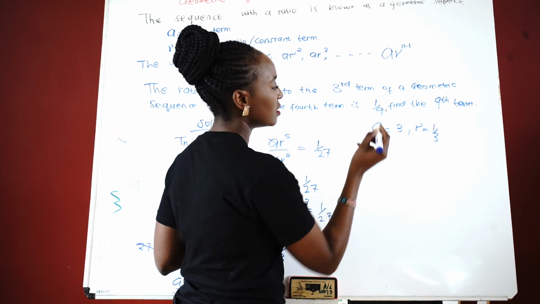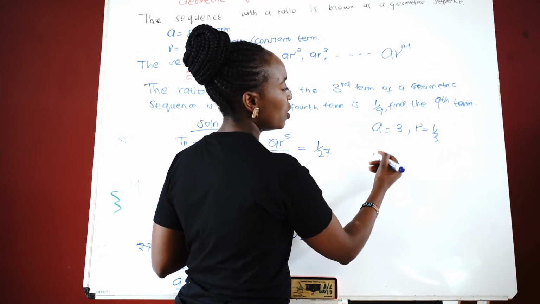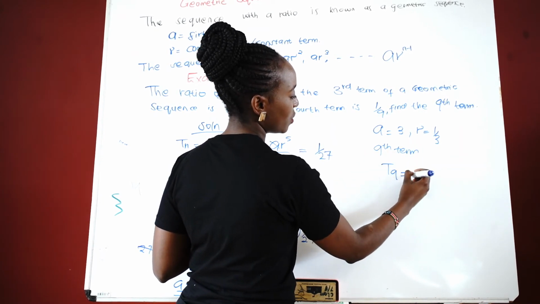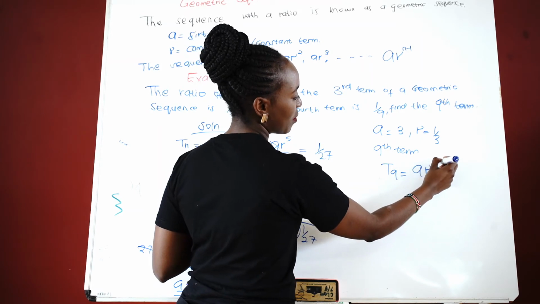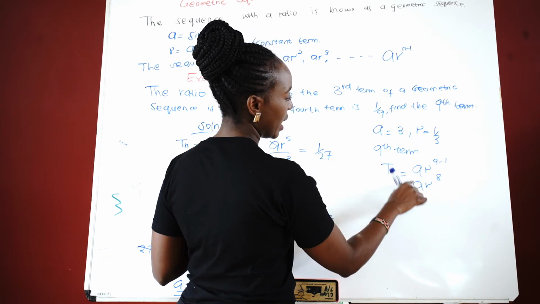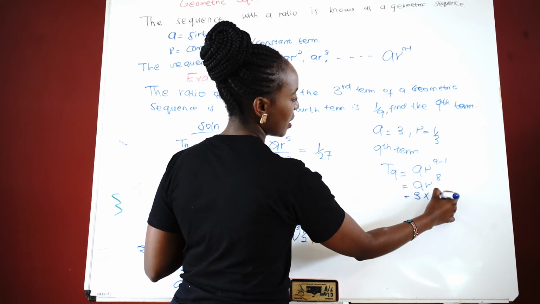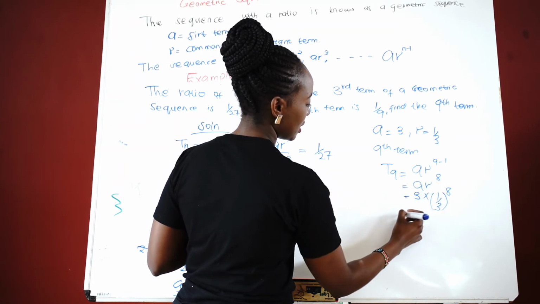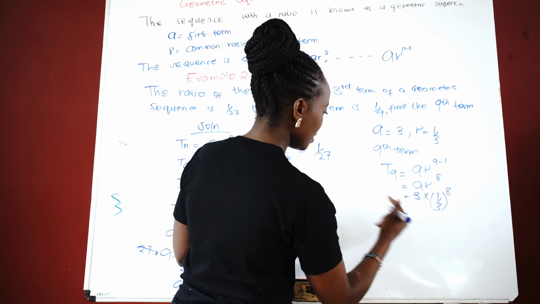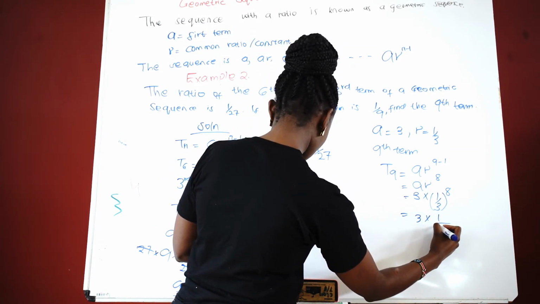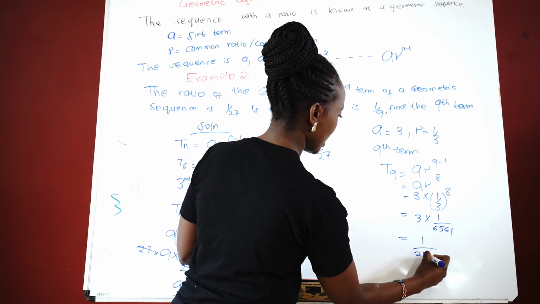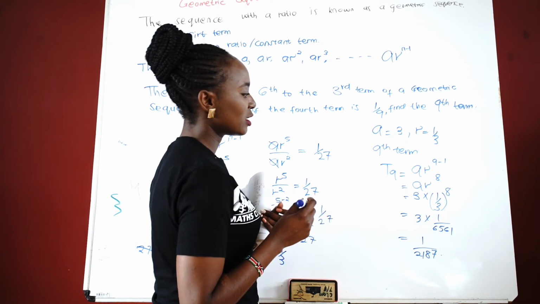Remember the question we've been asked is to find the ninth term. The formula is T9 is equal to AR^(9 minus 1). This becomes AR^8. And this automatically becomes, our A is 3, we have it. Our R is a third raised to power 8. And once you calculate this, you'll get 3 times 1 over 6561, and this gives you 1 over 2187. Yeah, and that becomes your answer.